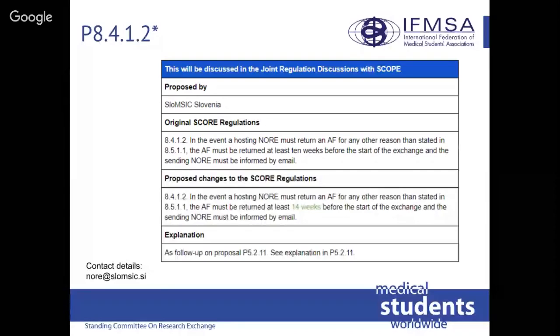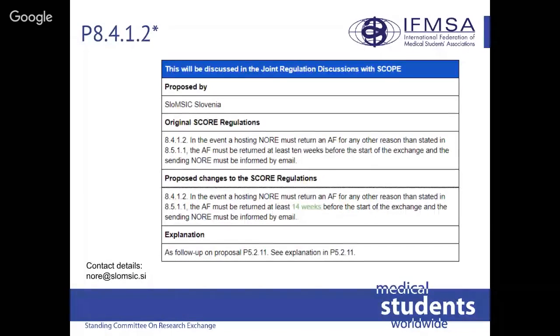And then the last one, I believe, from Slomsec Slovenia is also about the deadlines. In the current regulation, it says, in the event a hosting NORI must return an AF for any other reason than stated in 8.5.1.1, the AF must be returned at least 10 weeks before the start of the exchange, and the sending NORI must be informed by email. The change that they want to propose is instead of 10 weeks, they want 14 weeks.